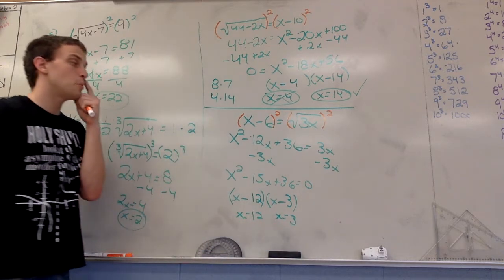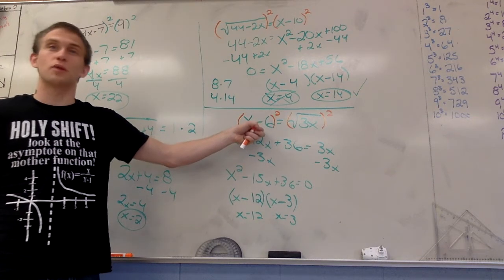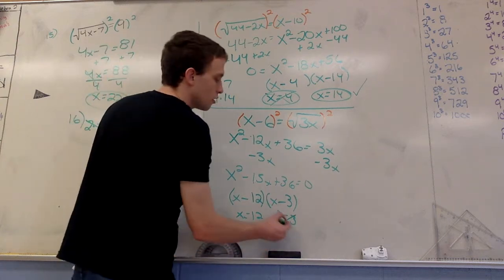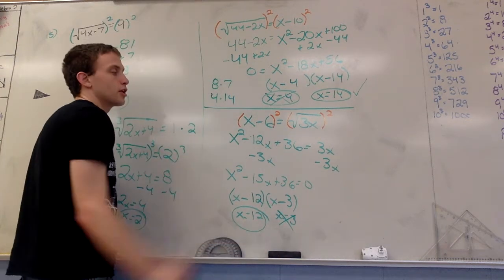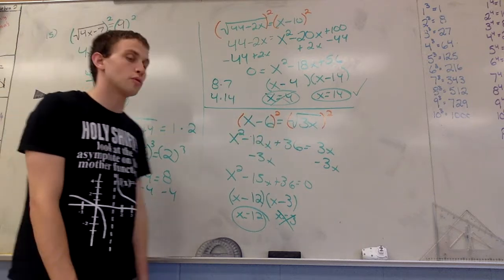When I plug those in, 3 is going to give me a negative answer here, isn't it? Because 3 minus 6 gives me a negative 3. 3 can't work. 12, when I plug that in, I get a 6. When I plug it in here, it's going to give me a 6 also. That's going to work.